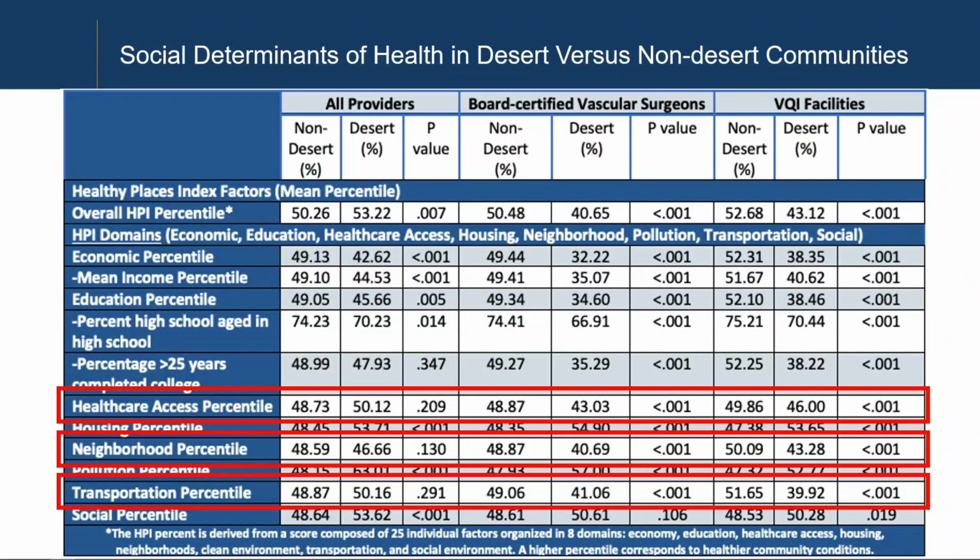The healthcare access, transportation, and neighborhood factor percentiles were also significantly lower in the board-certified and VQI facility deserts compared to non-deserts. This corresponded to poorer health access at baseline among patients with access to specialty care, further limited by transportation and residents in these regions. All of these findings maintain significance in multivariable analysis when accounting for urban versus rural zip code by census tract data.